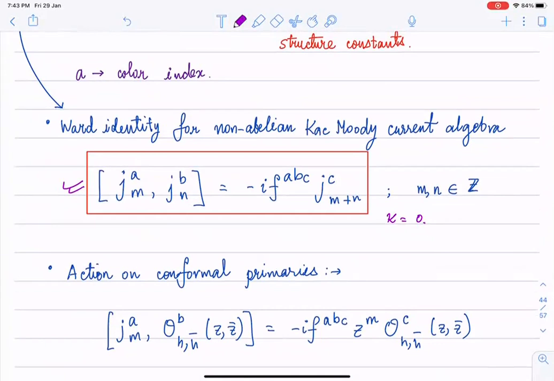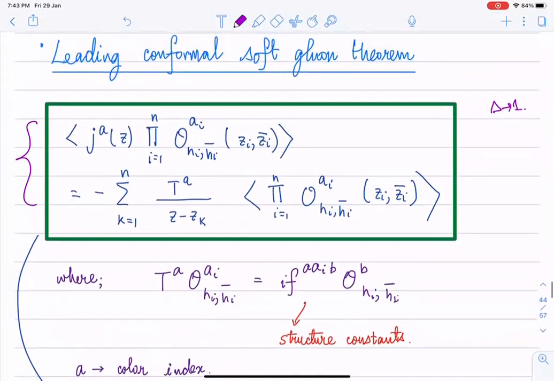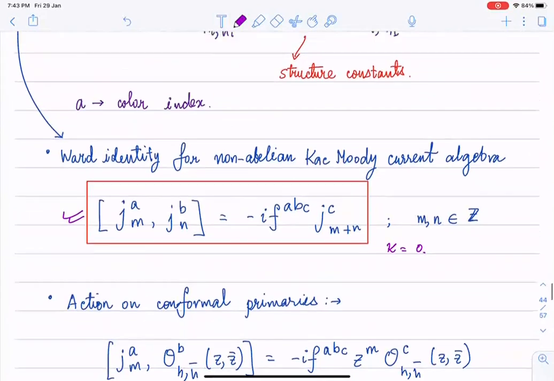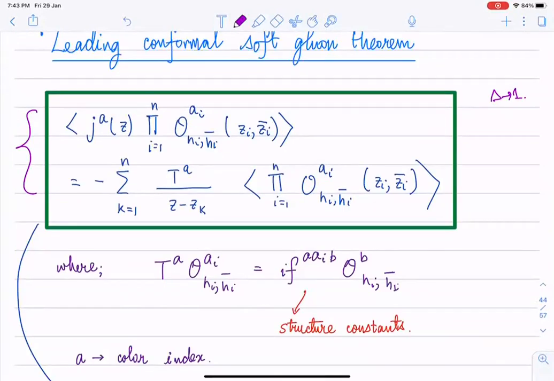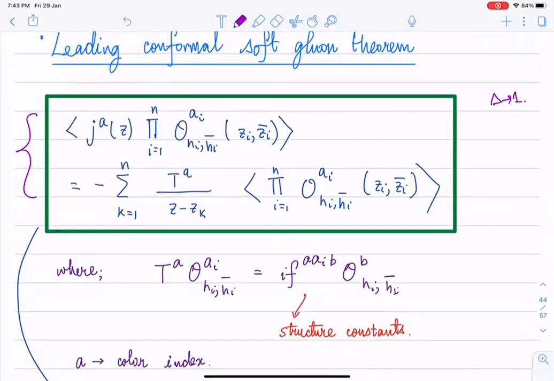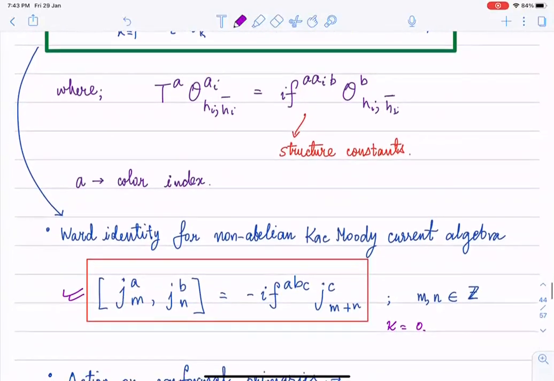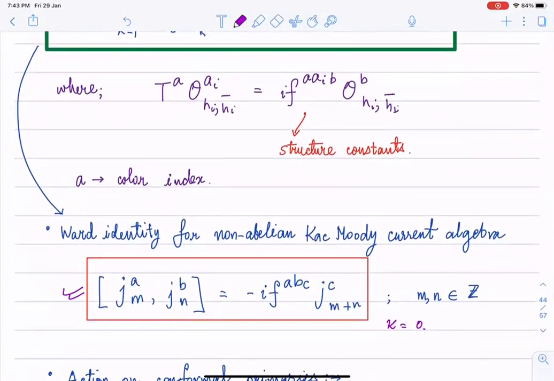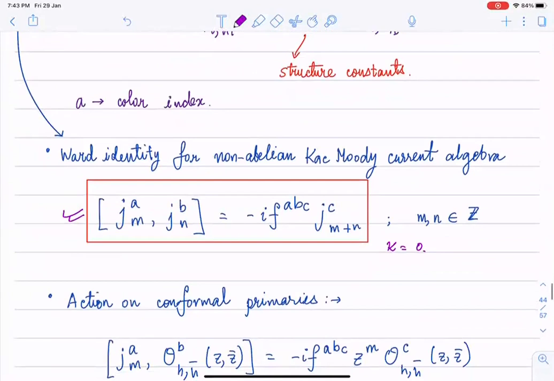But at loop level, there is actually an interesting story which I will not be able to go into. There is a story about a magnetic soft theorem. So for photons there is an electric soft theorem and there is a magnetic soft theorem, and it turns out that both of them give rise to current algebras, and there is some off diagonal commutator which you can compute. For example, you can compute the commutator of the electric soft current and the magnetic soft current. Then that commutator actually has a non-zero level.